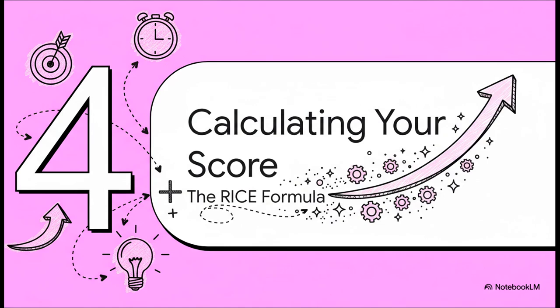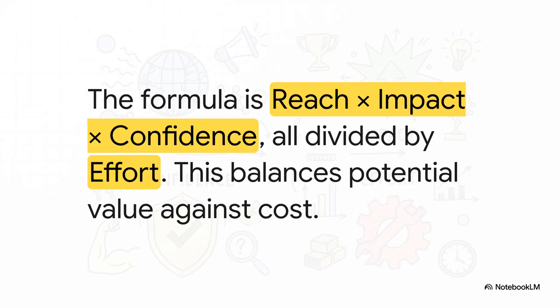So, we have our 4 components: reach, impact, confidence, and effort. How in the world do we combine them into one single objective score? Well, it's time to look at the elegant little formula that brings it all together. And here it is. Simple, right? You multiply reach, impact, and confidence together, and then you divide that whole thing by the effort.